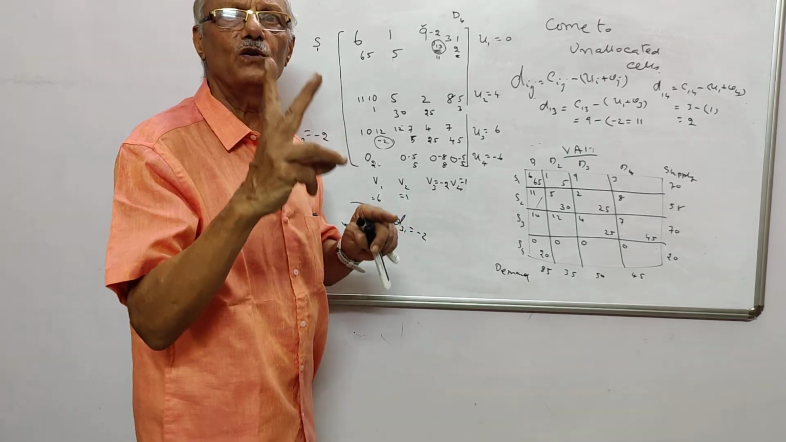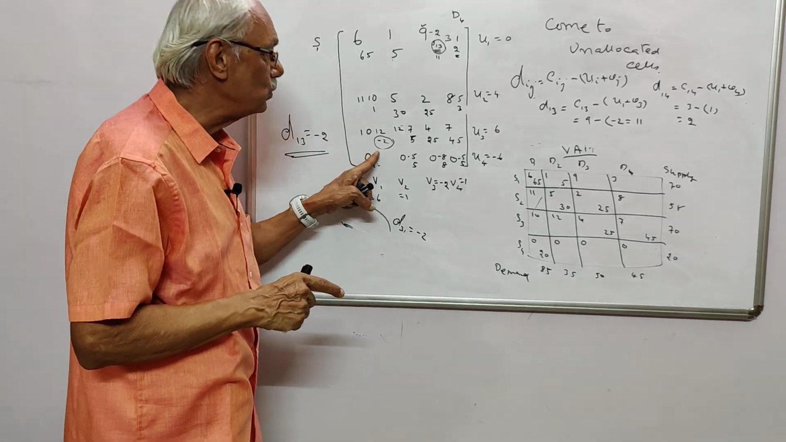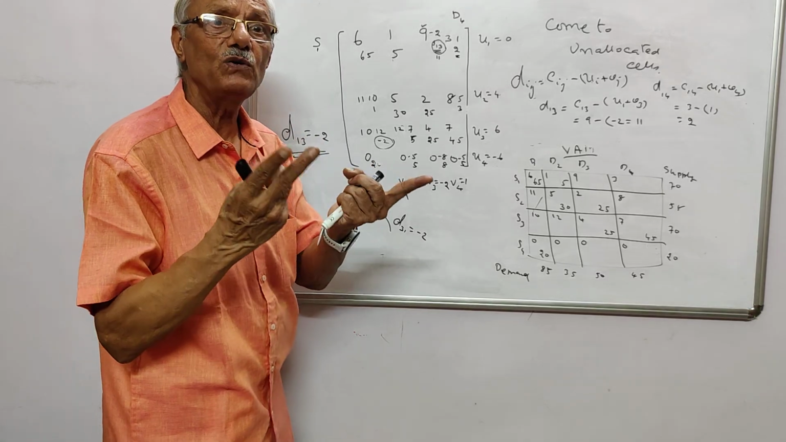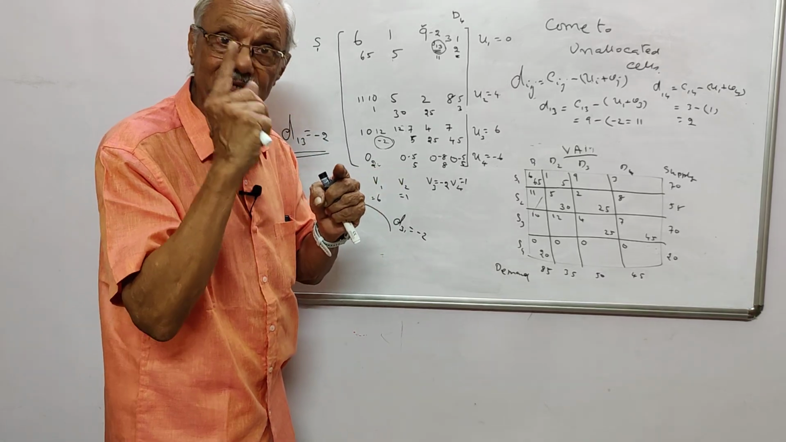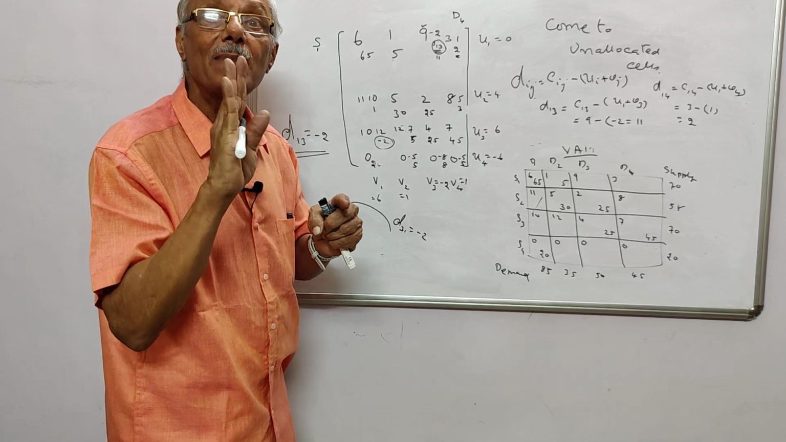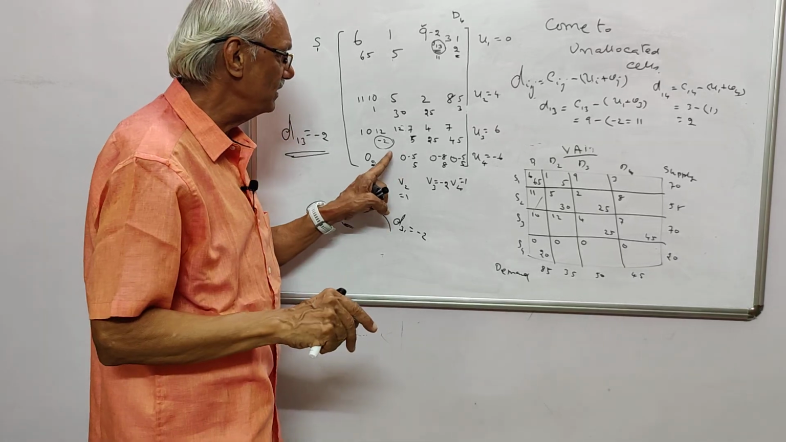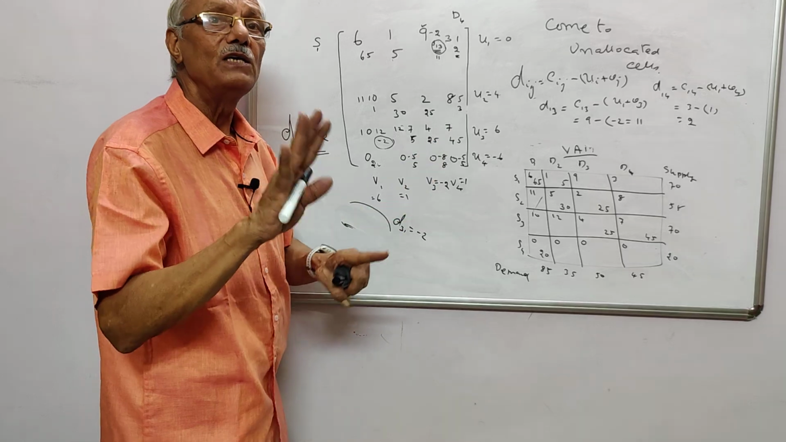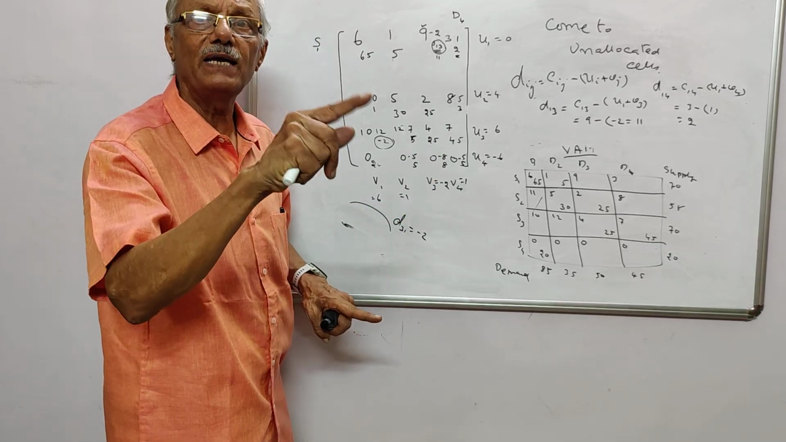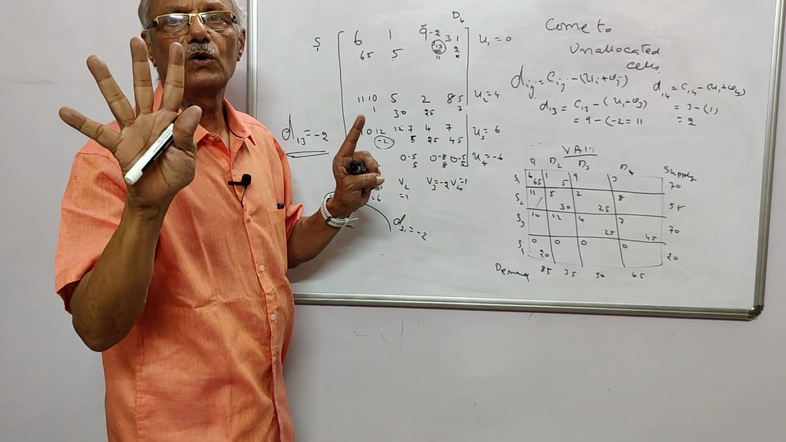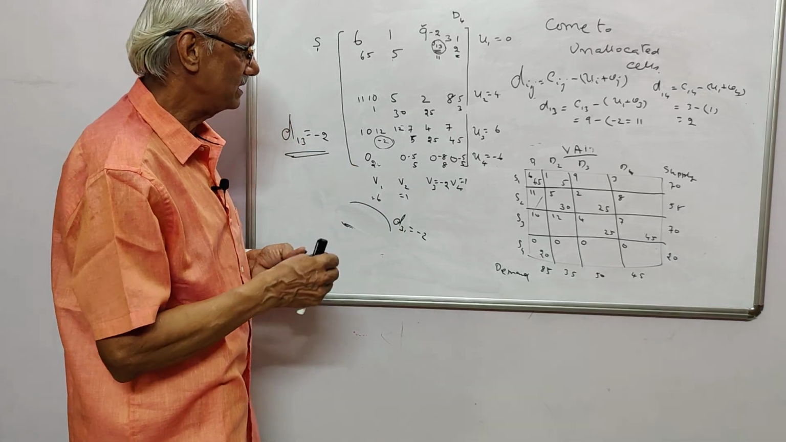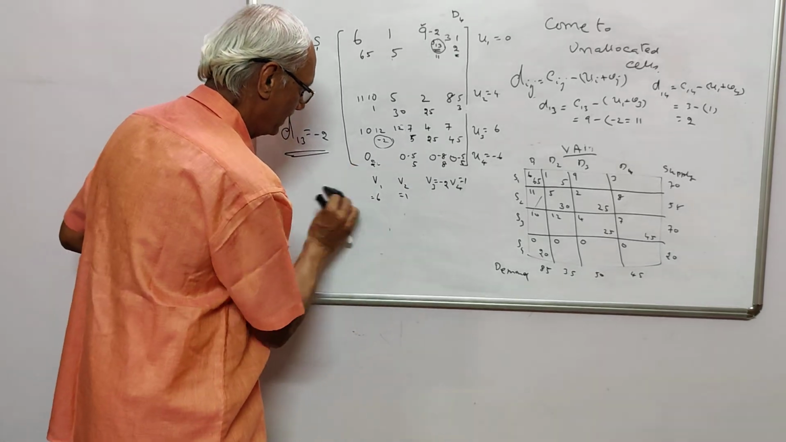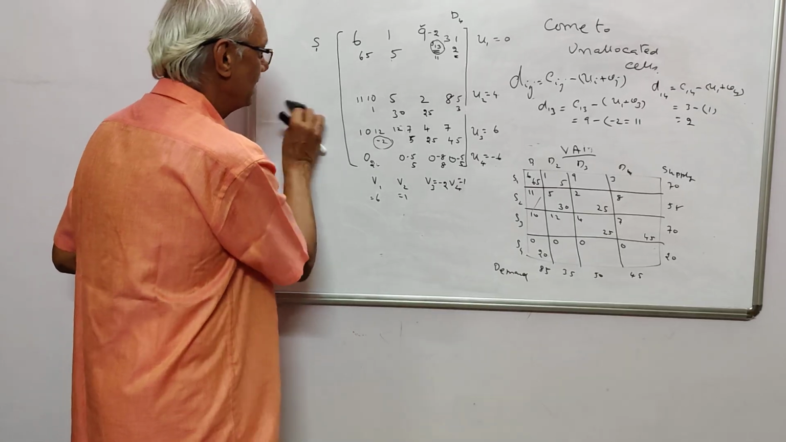And another point that you must know is, if you have two cells having negative Dijs, then you have to choose that cell which has the maximum negative. Suppose it is minus 2, minus 3, what then? Choose the minus 3 cell for your reallocation. Are you able to understand? Now let us start doing this. So this is all about how to find this Dij.